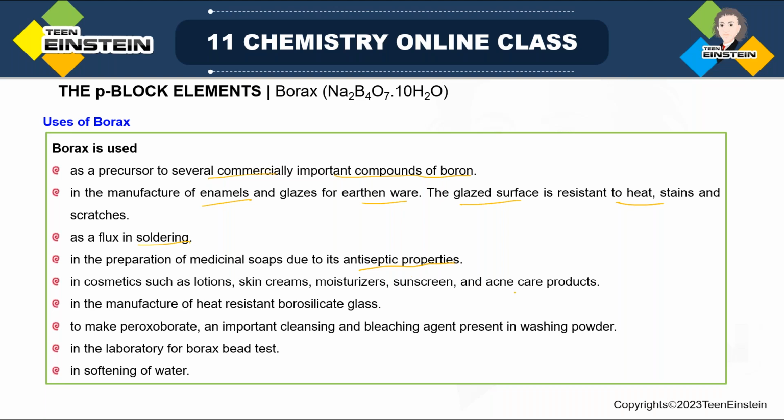Then in cosmetics, then heat resistant borosilicate glass, different types of glass making also it has application. Now there is a compound called perborate, which is an important cleansing and bleaching agent present in washing powder. To make that compound also, borax can be used as a boron source. Borax bead test, we have already seen the application, which is in the laboratory for qualitative analysis of some specific metals, and in softening of water.